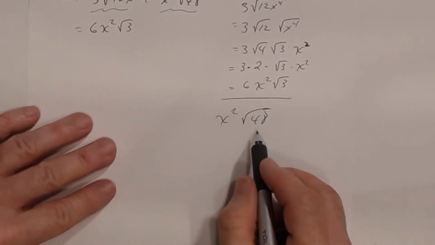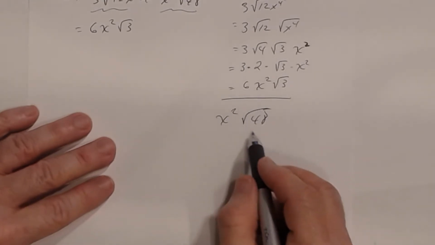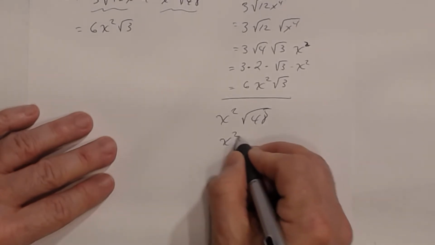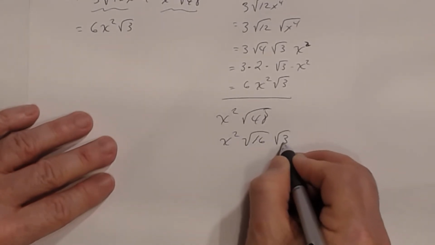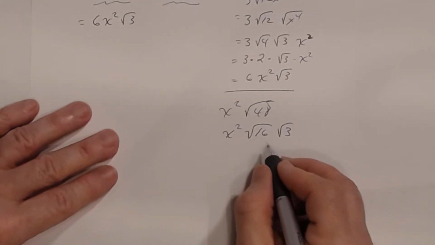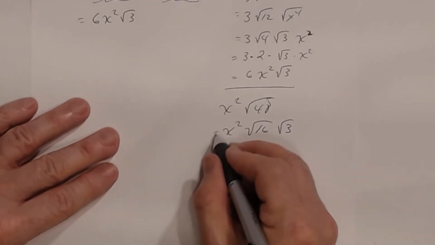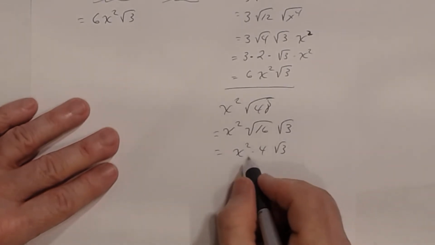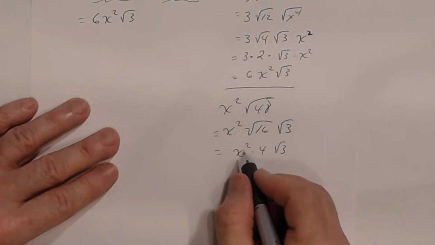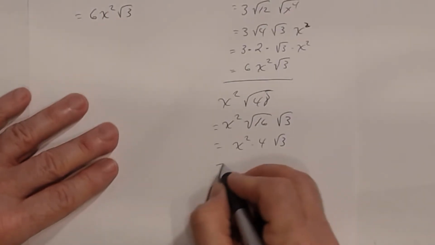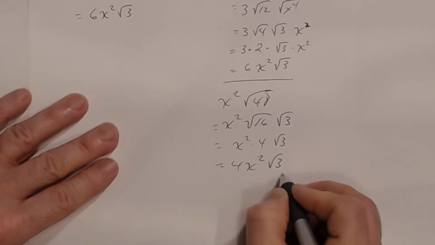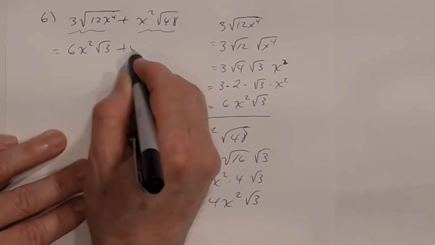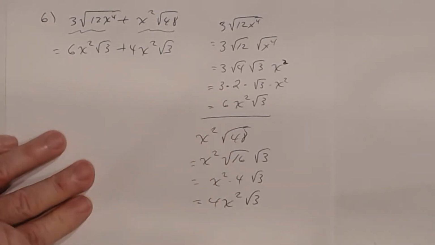So let's look at the square root of 48. What perfect square goes into 48? All right, well, you agree 16 does. So I get x squared times the square root of 16 times the square root of 3. 16 times 3 is 48. And I know the square root of 16 is 4, so I get x squared times 4 square root of 3, right? And I'm going to rewrite this to where I put the x squared between the 4 and the square root of 3. So it'll be 4x squared square root of 3. So this, remember, becomes plus 4x squared square root of 3.